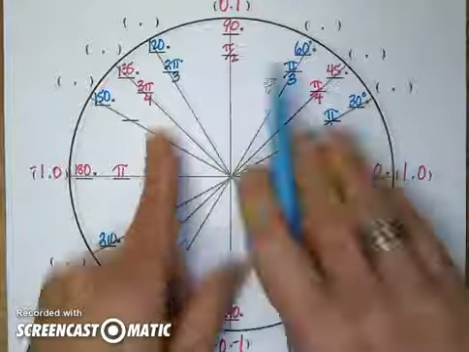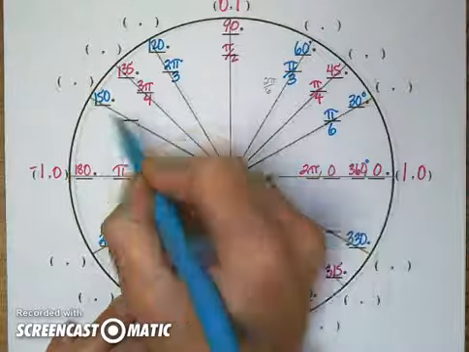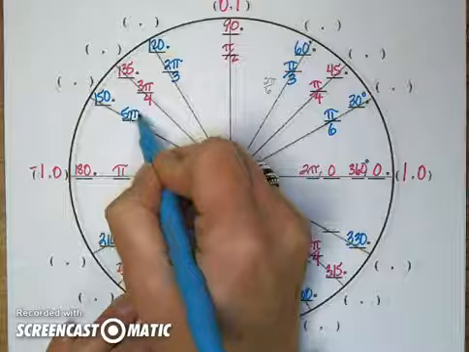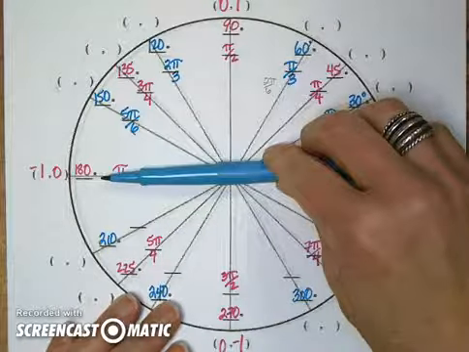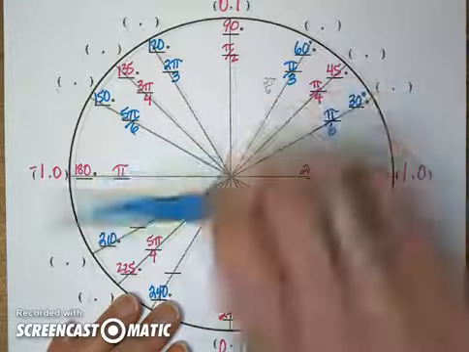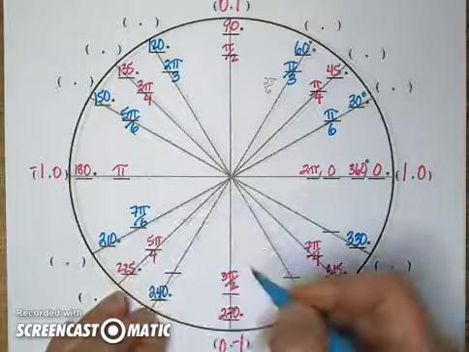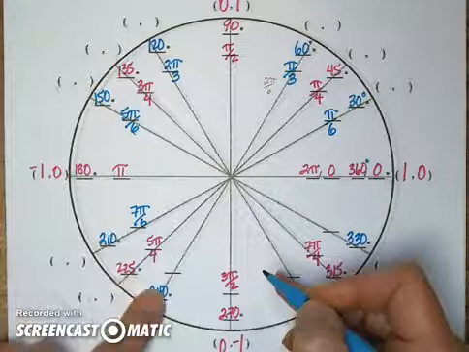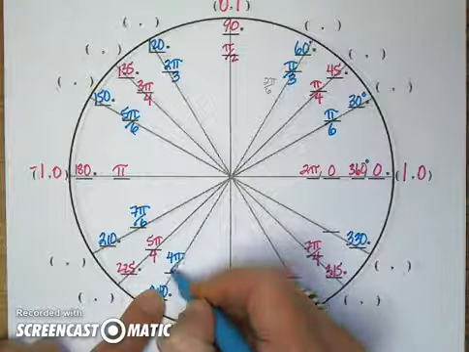This would be 5 pi over 6. This would be 6 pi over 6, which is at pi. Now I'm past 6 pi over 6. This is 7 pi over 6. The next one would be 8 pi over 6, which reduces to 4 pi over 3.